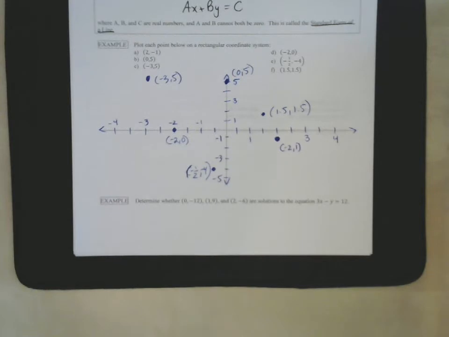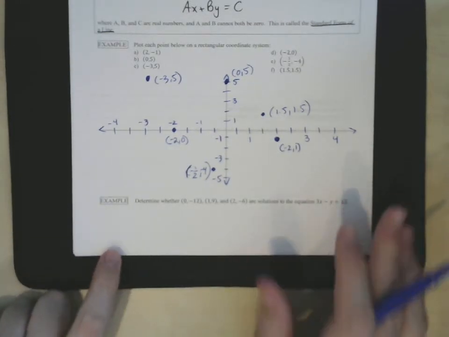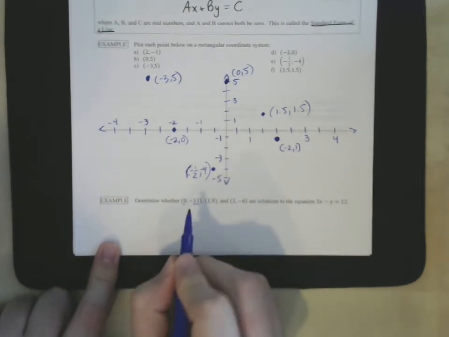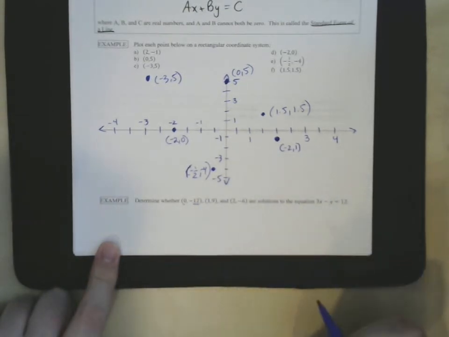Alright, so this next example is about determining when points are solutions. So we have 3 points, (0, -12), (1, 9), and (2, -6). And we have this equation, 3x - y = 12. So determining if something is a solution is as simple as taking the individual components, the x and the y, and swapping them in or substituting them in to your equation.